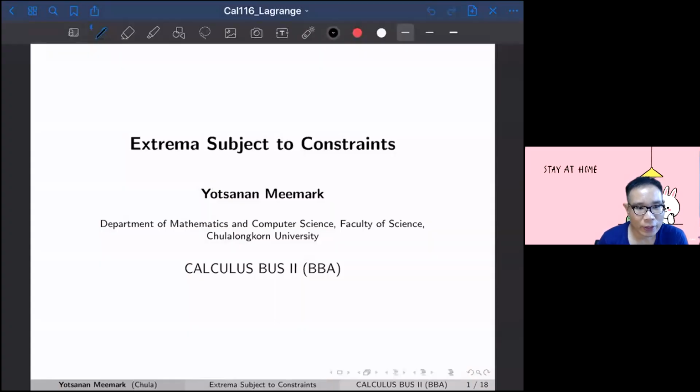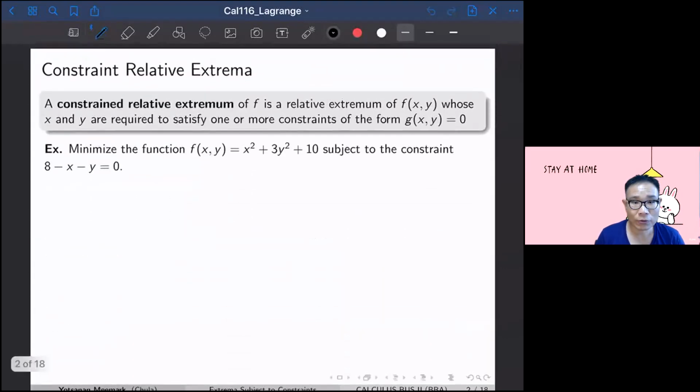In this video, we're going to talk about extrema subject to a constraint. The idea is that you'd like to find the relative extrema of the function, so relative maxima or relative minima. However, it's not going to be for any x, y in the domain. It's going to be the x, y that you'd like to specify. So it's going to be the constraint, in the form of g(x, y) equal to 0.